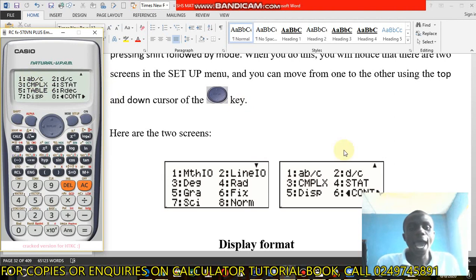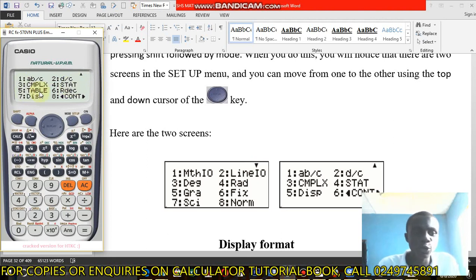The first one is a mixed fraction. If you have answers in any other mode and you want to convert that answer to a mixed fraction, as we learned in the previous tutorial, we can use this mode. Number 1 means mixed fraction, a whole number, b over c. Number 2 means improper fraction. Number 3 is complex number.